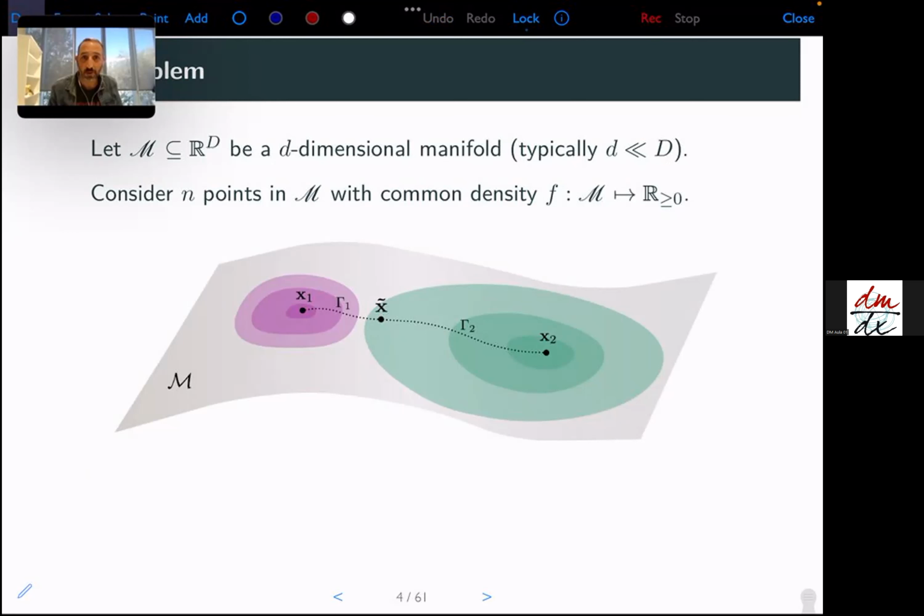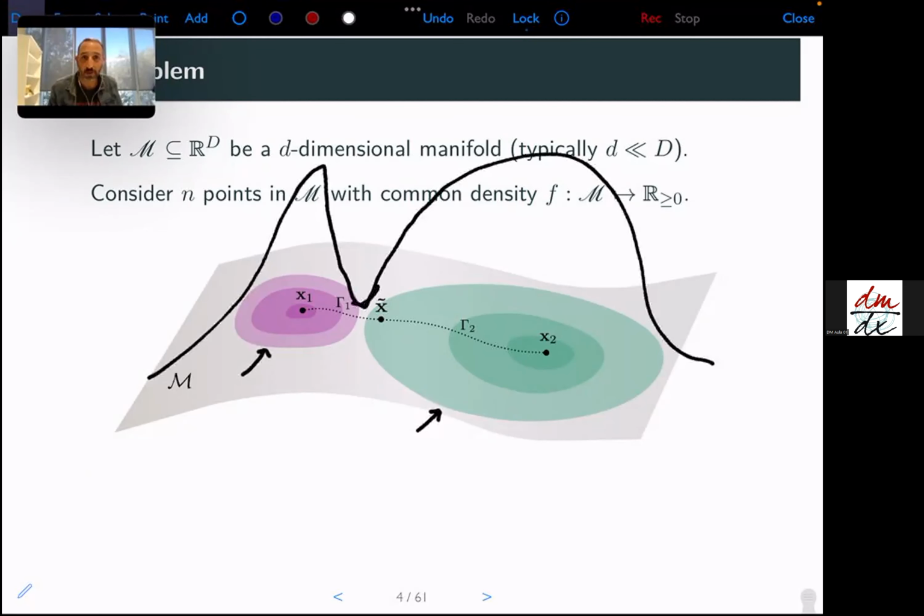Here the violet and green things represent the sub-level curves of the density. You can think of a Gaussian here and another Gaussian with much smaller variance here. And we would like to understand first the distance between two points. For example, here in this manifold, let's say we want to understand the distance here. And of course, you can think of geodesic distance, for example.